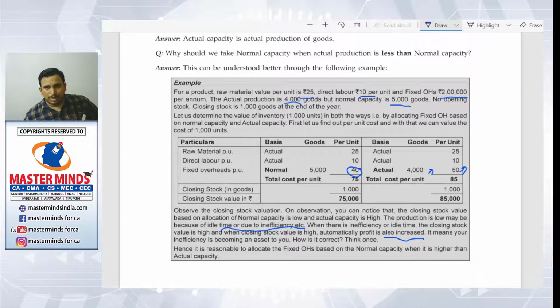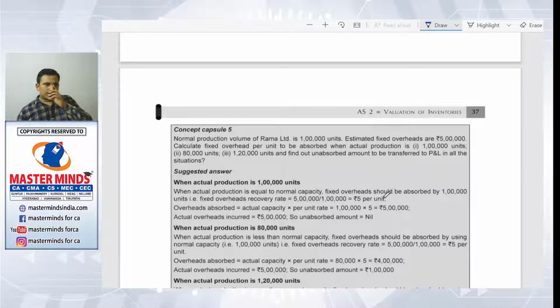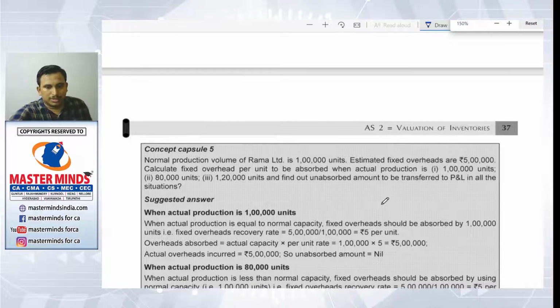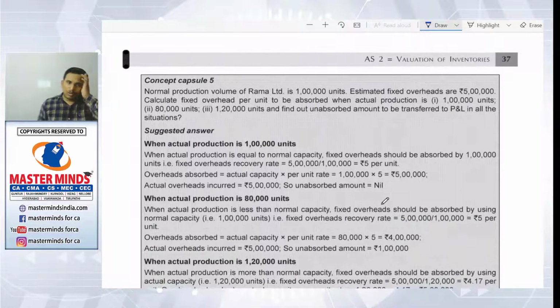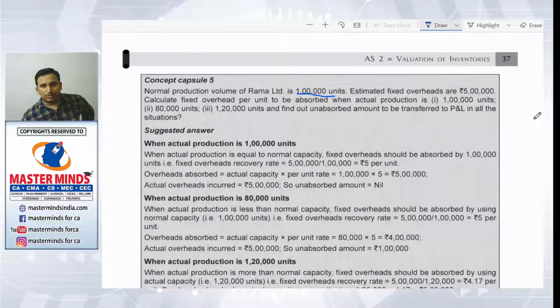Now let me proceed to another question. Now look at this question. Everybody just observe, normal production volume of Rama Limited is 1 lakh units. Estimated fixed overheads are 5 lakh rupees. Now calculate the fixed overhead per unit to be absorbed when the actual production is 1 lakh units, 80,000 and 1 lakh 20,000. Three situations are given.